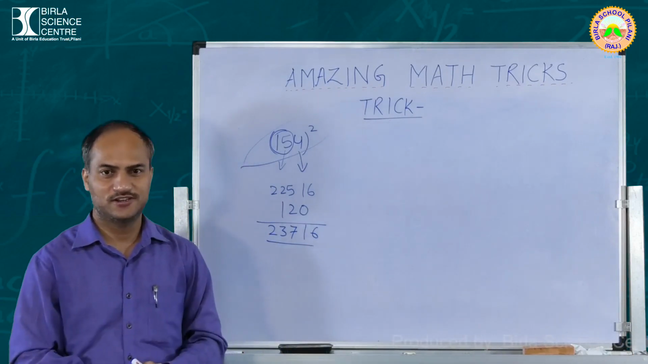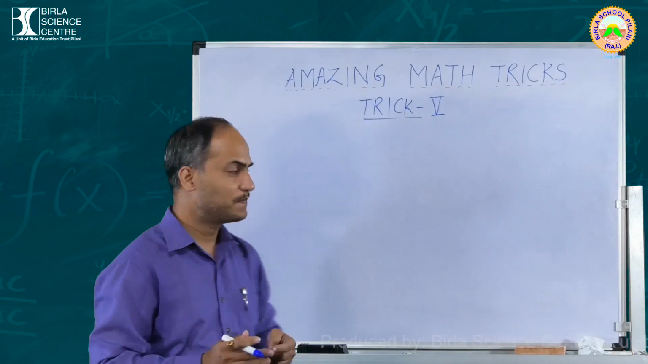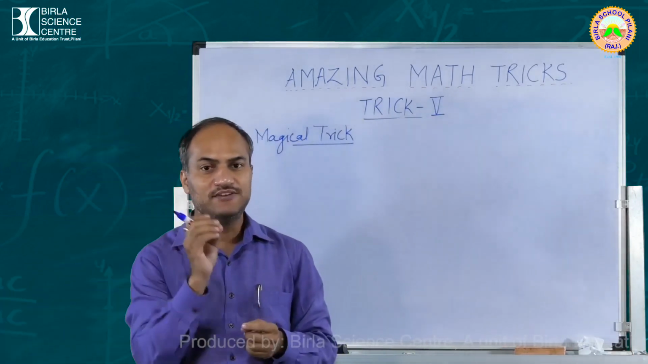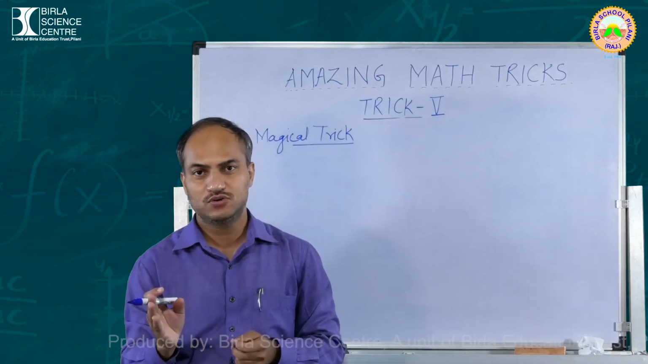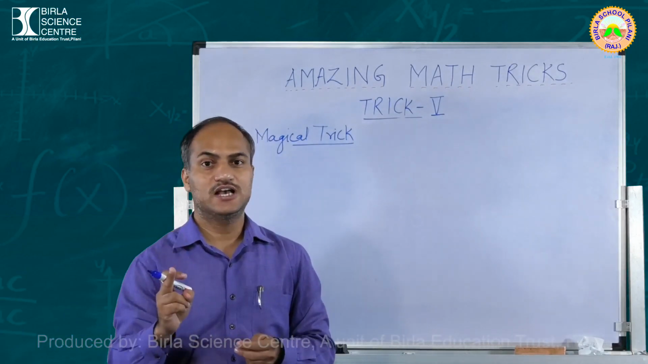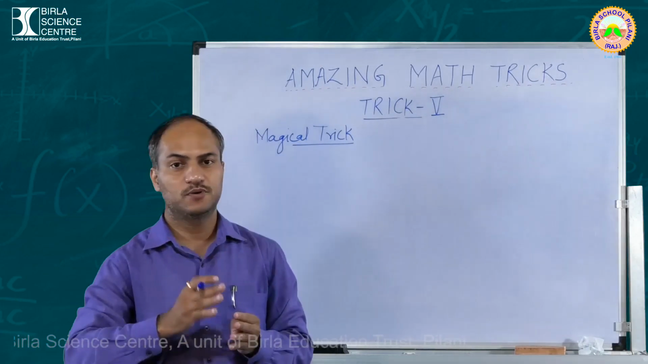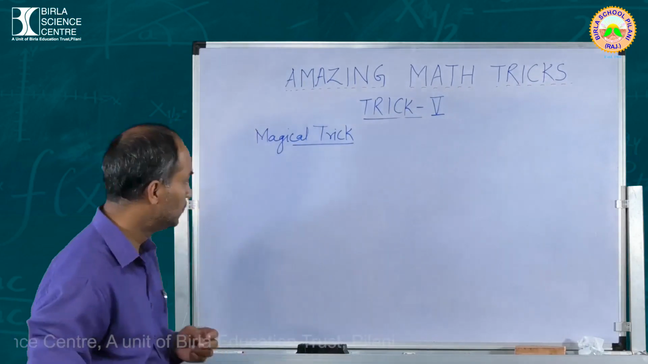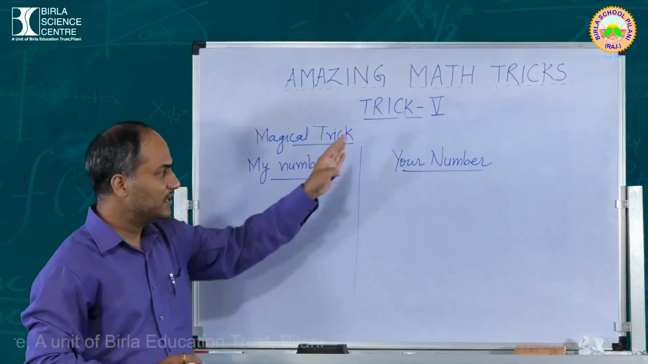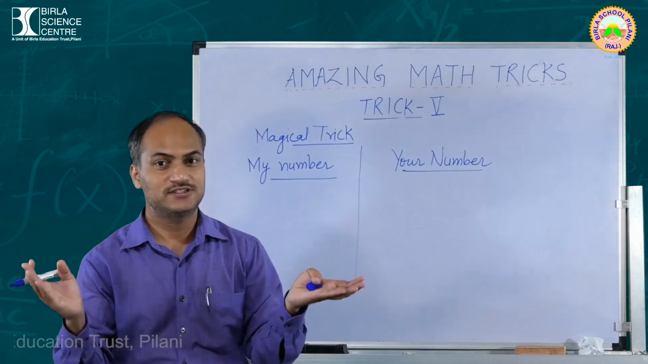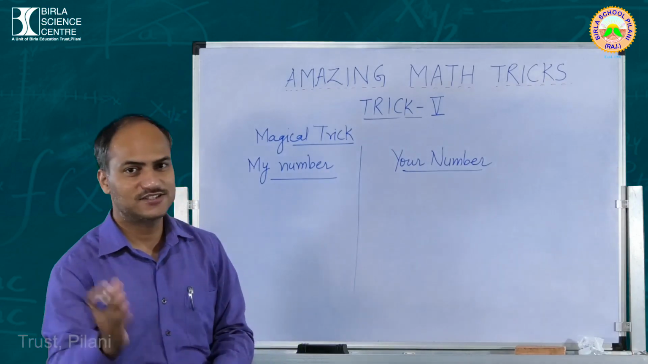So let us do the next trick. This trick is a magical trick. Fine. Here I will assume any one number between 1 to 9 and one number I will ask from you. You also have to tell me one number which belongs to 1 to 9. Here I will write my number and here I will write your number. Then I will do some calculations and a magical thing will happen. Okay, so let us start.